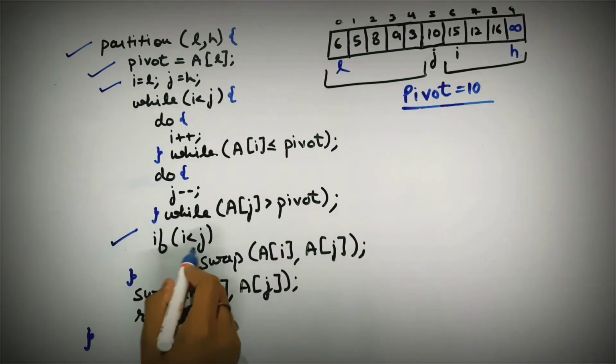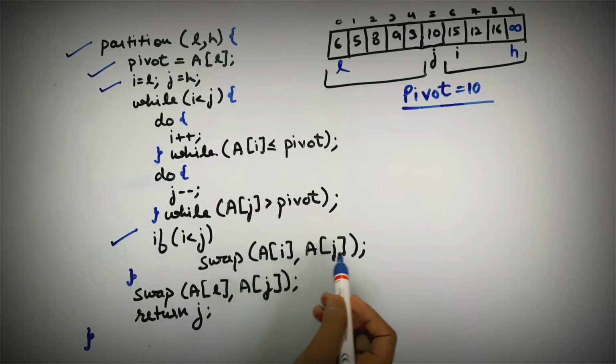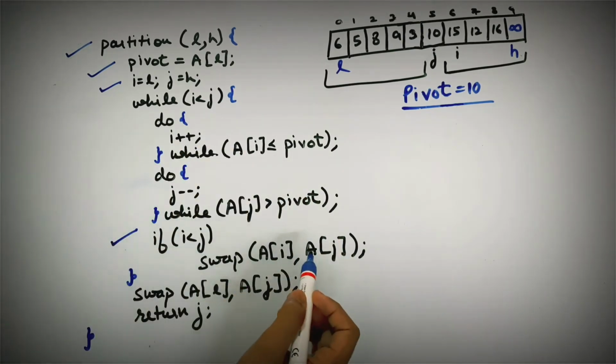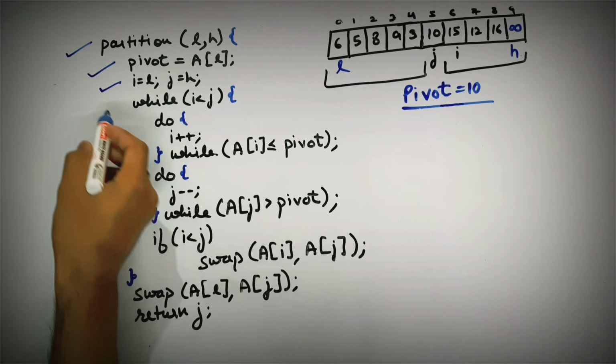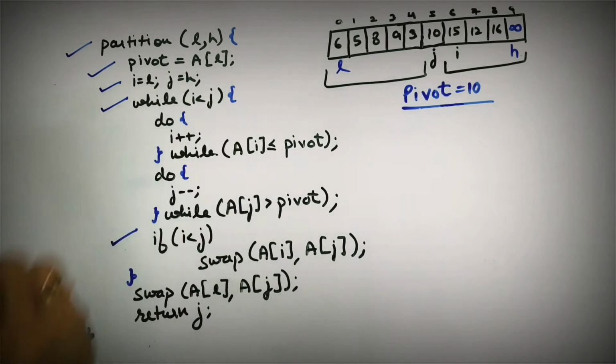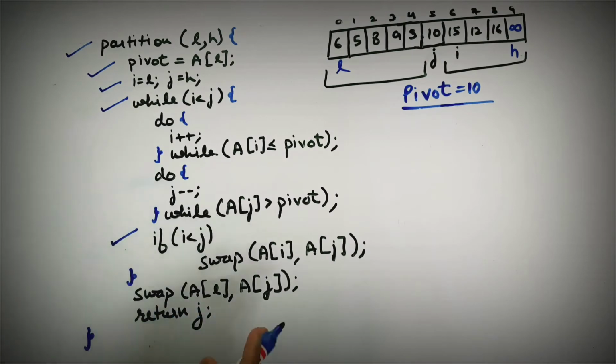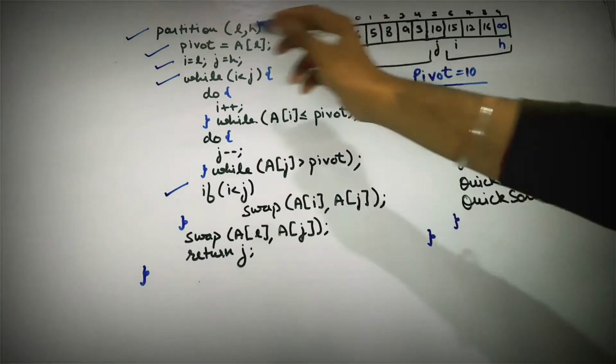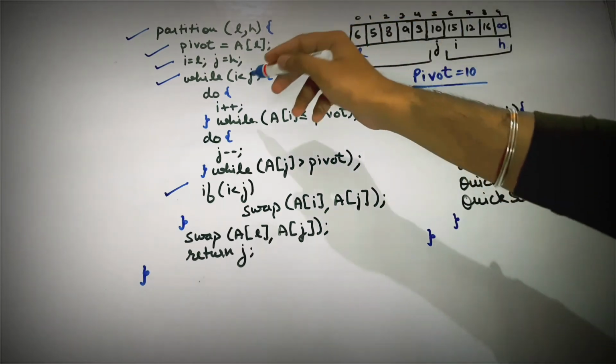If i is less than j, swap a of i, comma a of j. This is just one comparison. To continue all other comparisons, we put it under a while loop with condition i is less than j. When i becomes greater than j, the loop will end and the swapping will take place between a of l, that is our pivot element, and a of jth element, and at last we return j. This is how partitioning works. This is just the partition function.